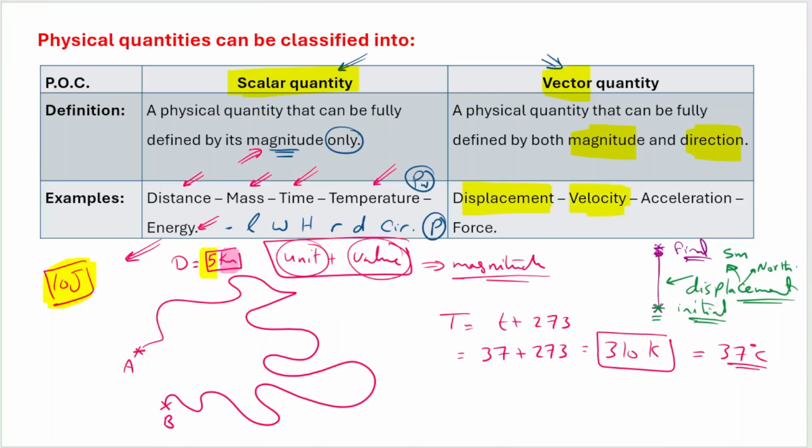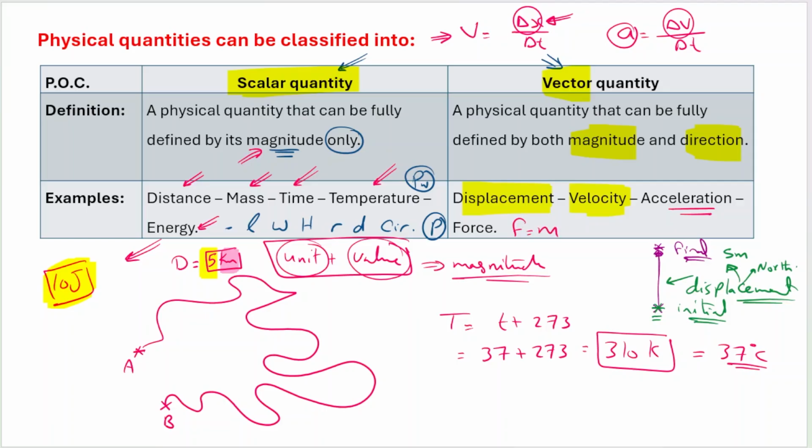Velocity is the rate of change of displacement. So it depends on displacement, which is vector. This is the reason that velocity is also a vector. Acceleration is the rate of change of velocity. So acceleration depends on velocity, which depends on the displacement. So acceleration is vector.